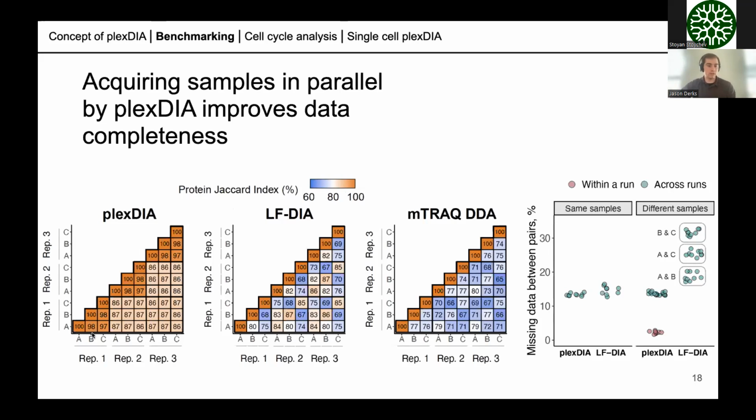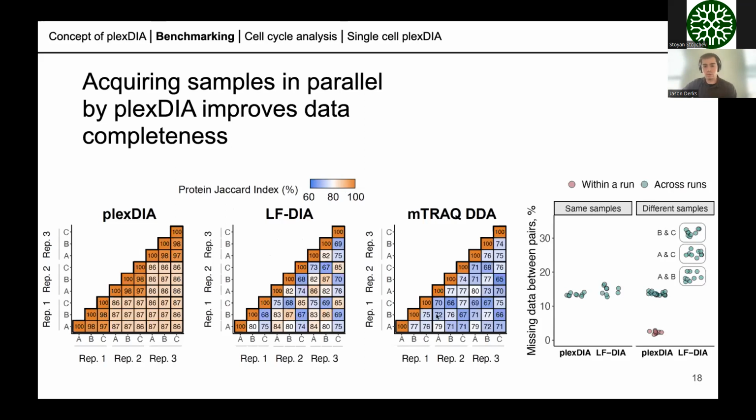yeah, when you are running samples in parallel, you can have very high data completeness. On the other hand, with label-free DIA, you start to have less data completeness, especially as the proteomic composition gets more and more different. And I'll touch on that in just a second.